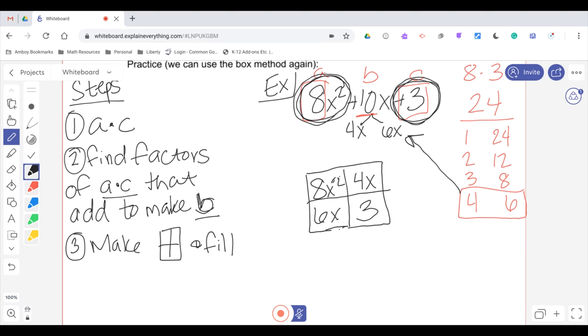Okay. It doesn't matter which one went where. If you put 6 in the top and 4 in the bottom, that would be fine as well. Okay. All right, this takes us to step 4.